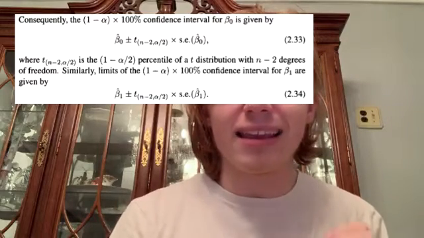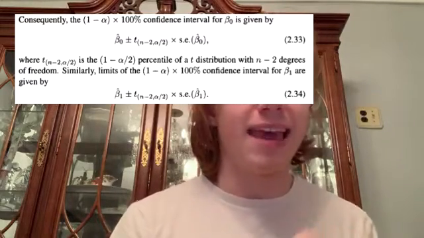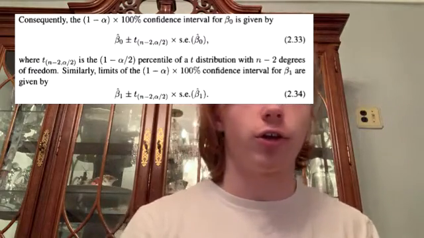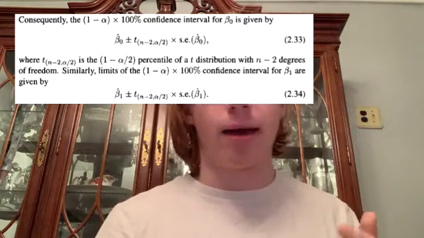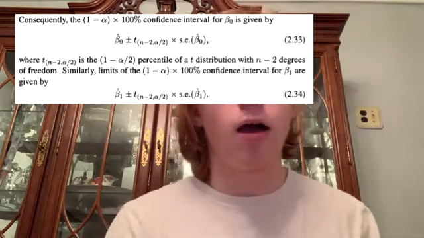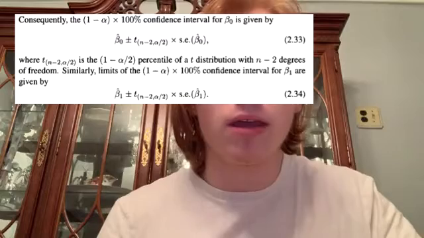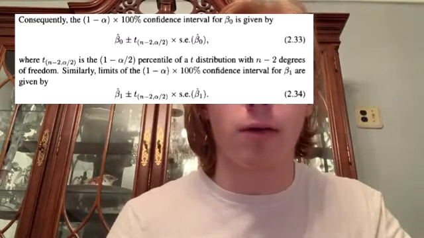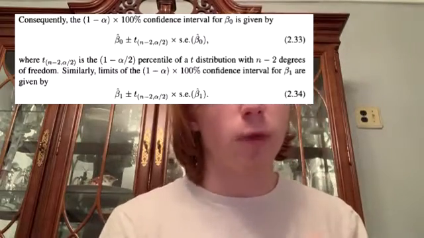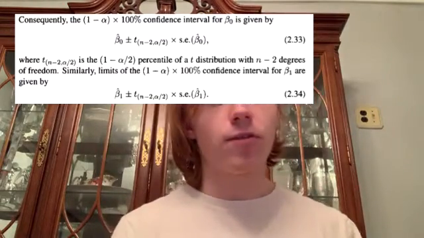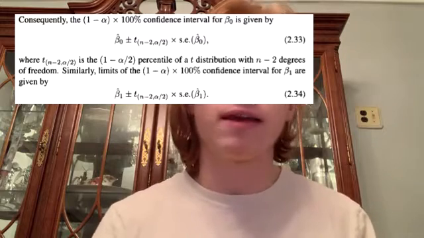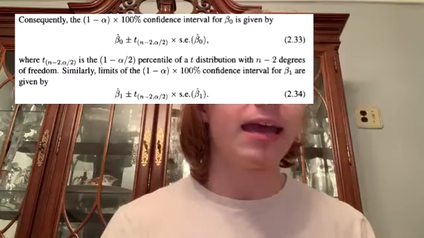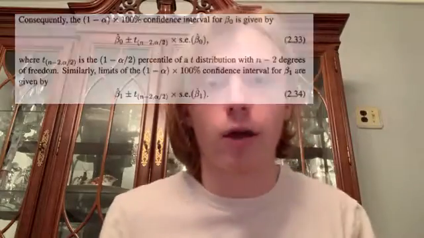We can see that each portion of this equation can be taken out and explained, like the t sub n minus 2 comma alpha over 2, which is the 1 minus alpha over 2 percentile of a t distribution. This helps us construct a meaningful t-distribution for beta sub 0, and demonstrates to us just where the point may lie. The same is true for beta sub 1, which can be constructed using the same formula, except with beta hat sub 1 in place of the prior beta hat sub 0.